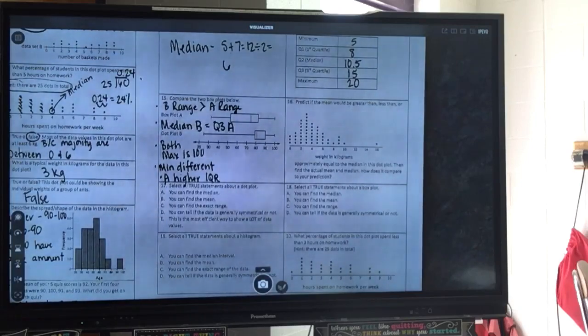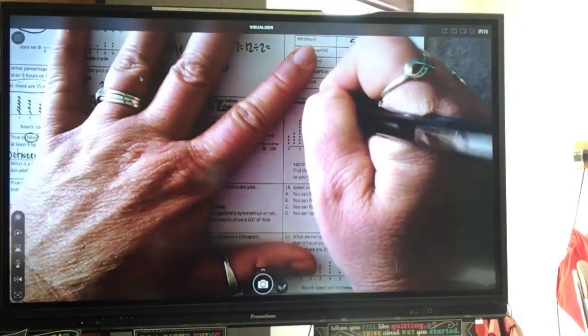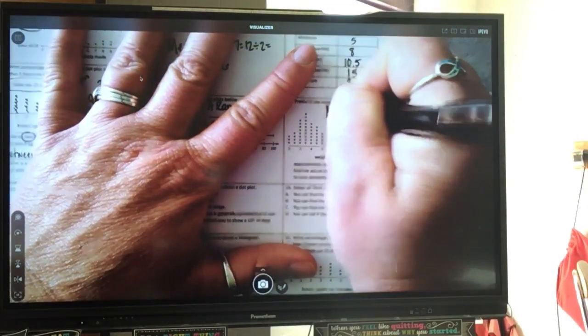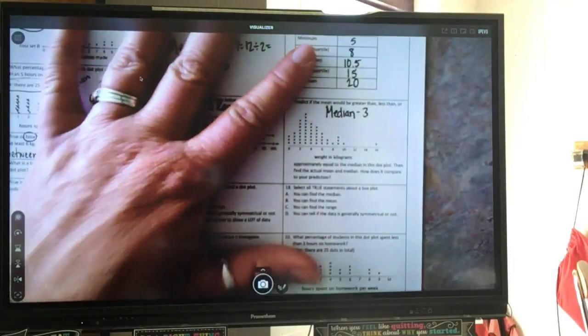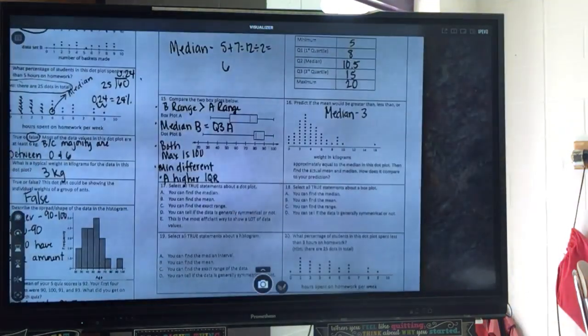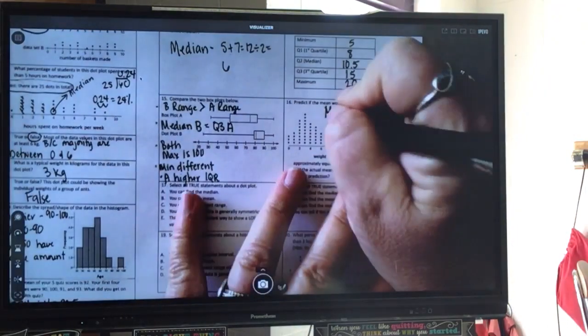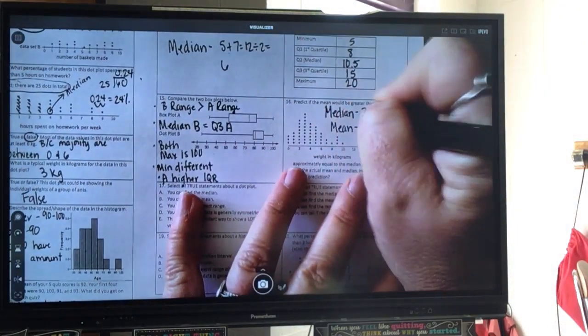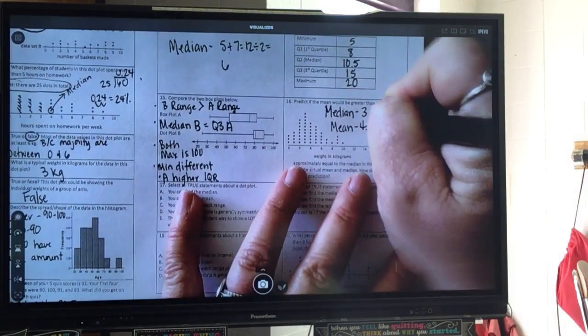Alright, does anybody have a reason why they picked their mean compared to their median? Emma? Greater than, because there's more dots, and I don't agree that the three would be the median too. Okay. Alright. So your median is 3. So if you picked that, kudos to you, you got that one right. Your mean is 4 and 1400.